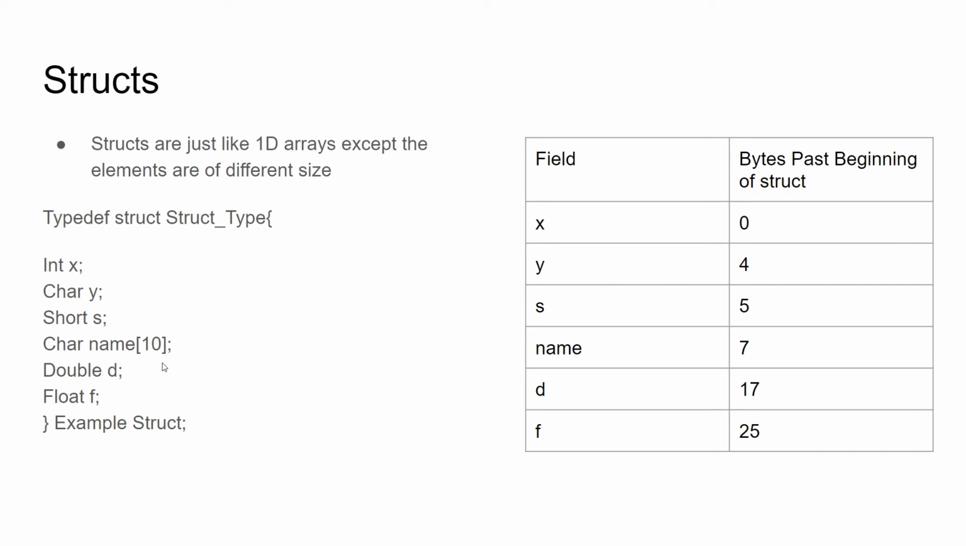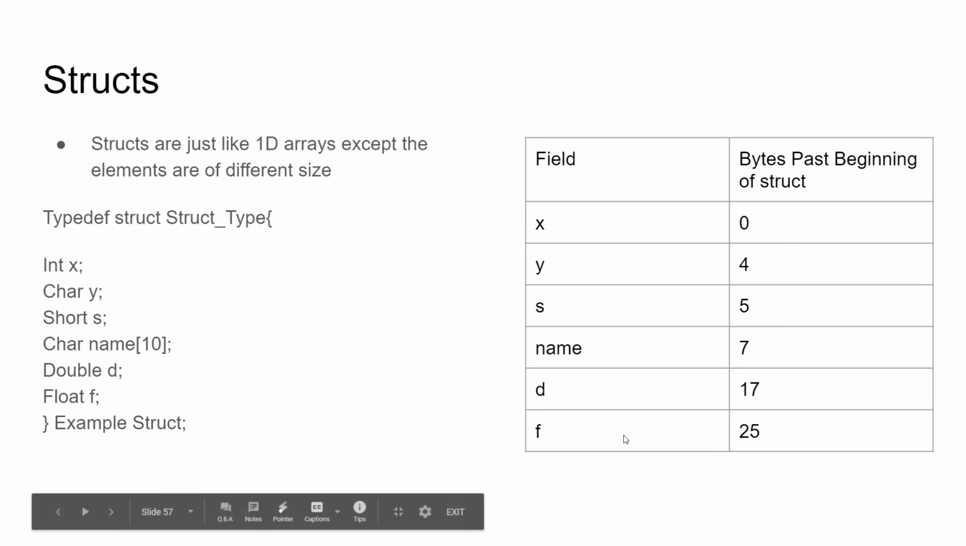Our array over here, name, how many bytes big is it? It's 10 bytes big, right? Because we have 10 characters, and each character is 1 byte big. So 10 bytes past name, we're going to have our next element, which is d. So it's going to appear at 17. Our double is 8 bytes big, so 8 bytes past d, we'll have f. So it'll end up at position 25 in the array.